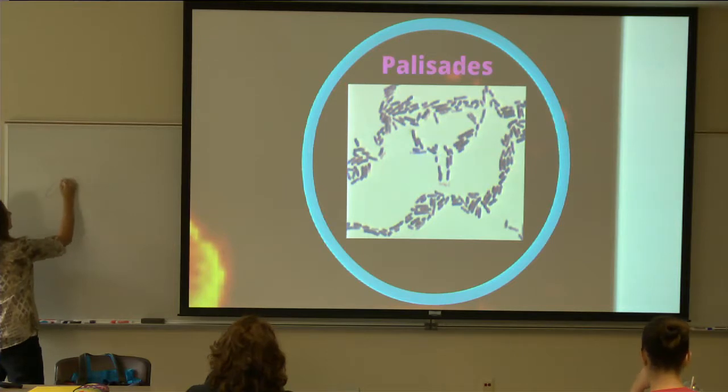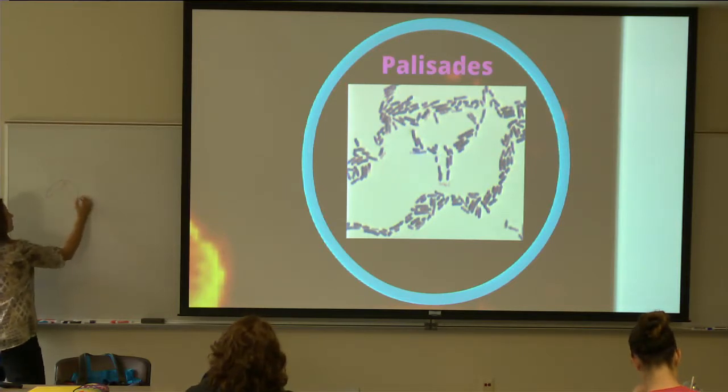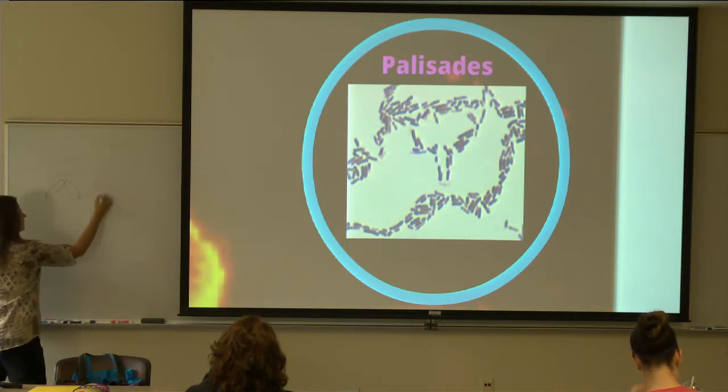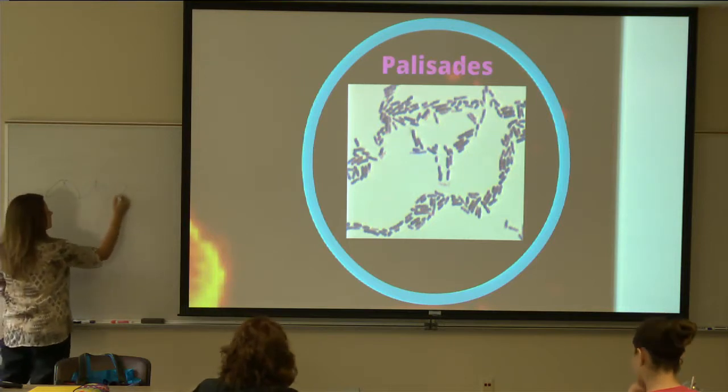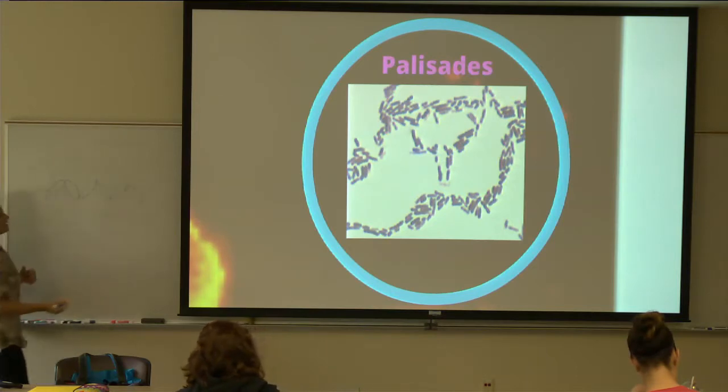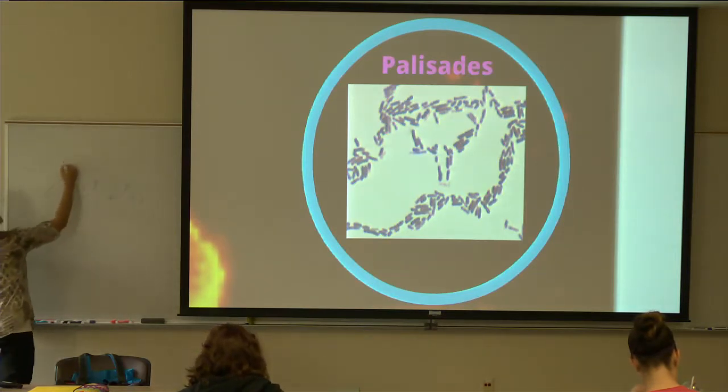So here you may have one rod-shaped cell. Here you may have another one. Here you may have another one. Here you may have another one. Kind of connected end to end like so. This is palisades.